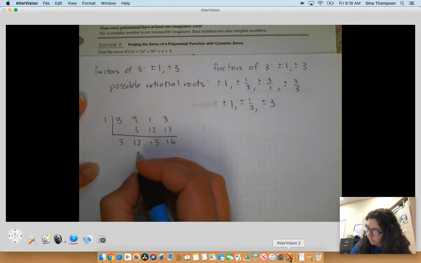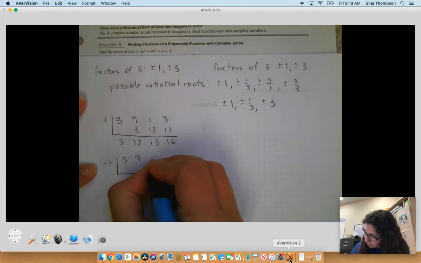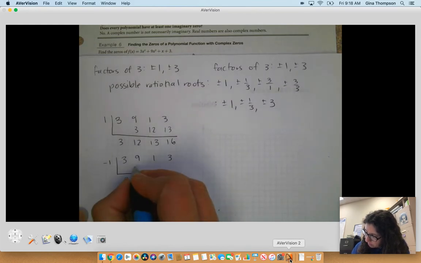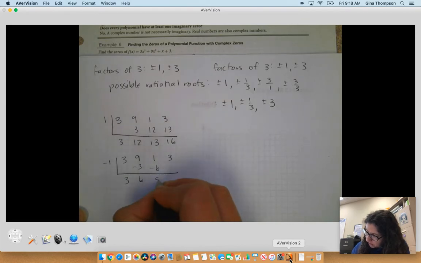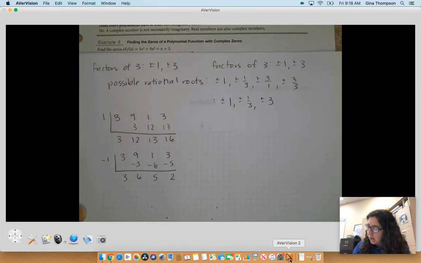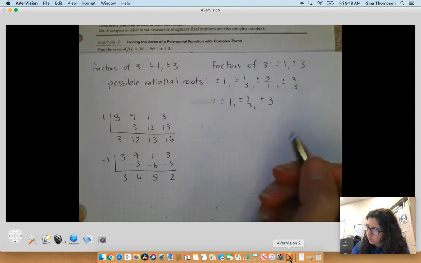It's bound to happen. Let's try -1. Okay. Add, multiply, add. Nope. Struck out again. I'm going to try 3 next just because, I don't know, fractions look kind of... Let's try 3.